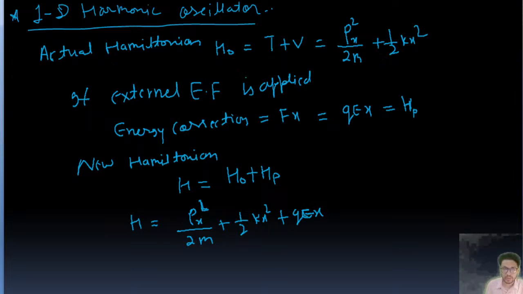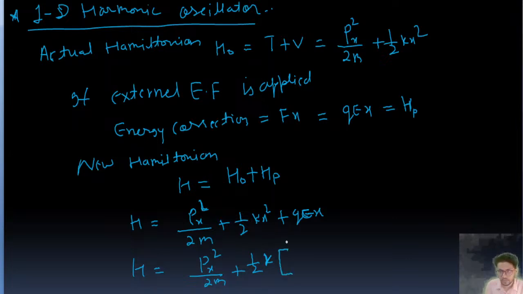Now we will simplify it further. H is going to be Px square upon 2m plus half Kx square plus QEx. We take half K common, so x square remains here, and here this is going to be 2QEx upon K, because K gets cancelled and 2 cancels to give QEx. Simple step, we have taken K common.